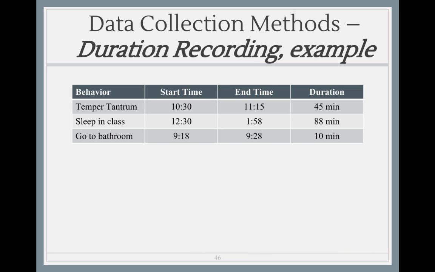Here's an example again of a chart that gives you some examples of duration recording. So your left-hand column is the behavior that you are keeping time on. The second column is the start time. So for example, the student's temper tantrum started around 10:30. The end time is when you as the observer determine that that behavior is now over. And then the last column just gives you the duration.